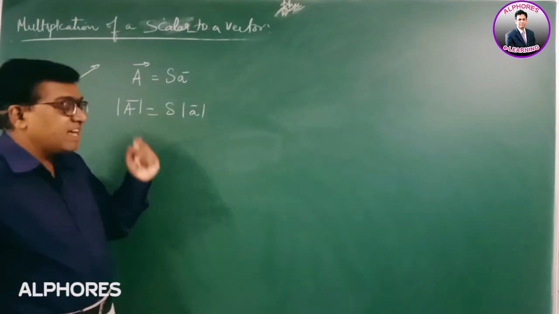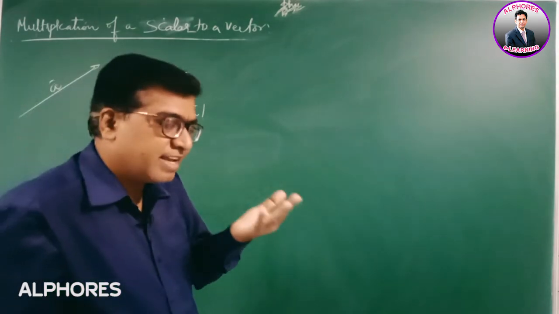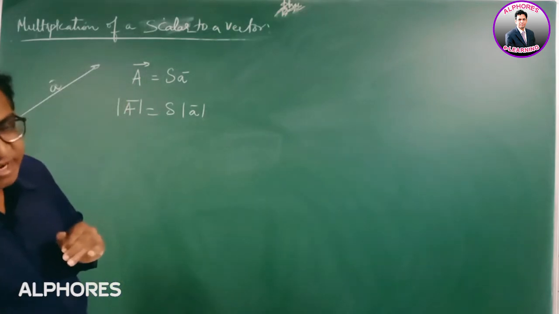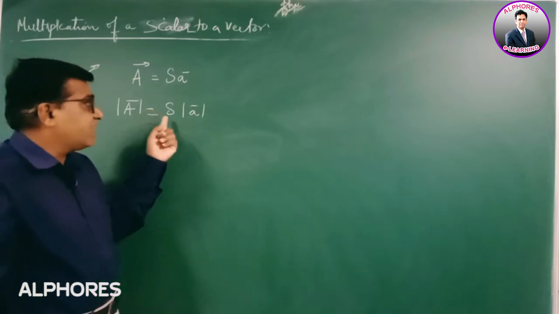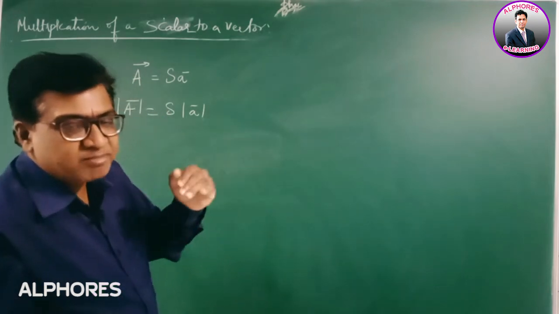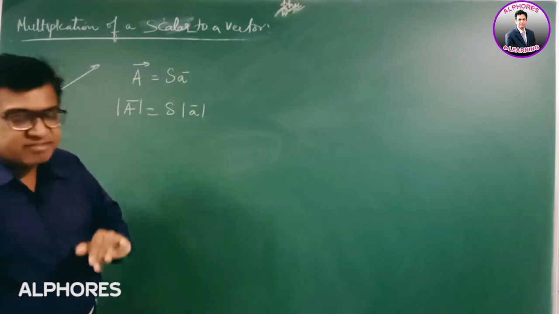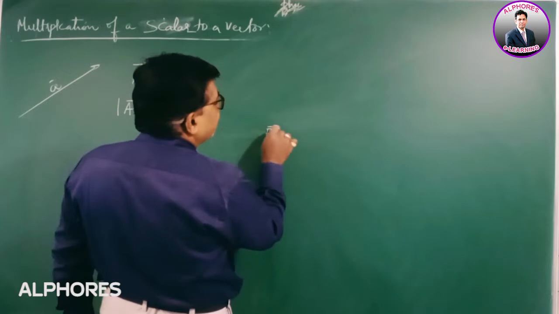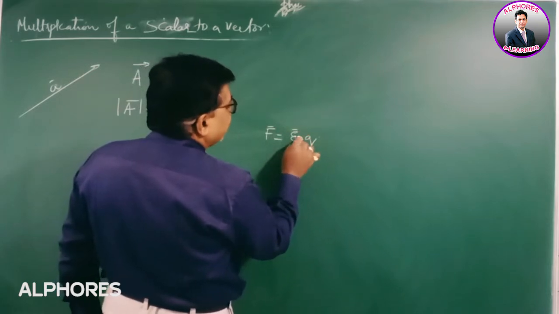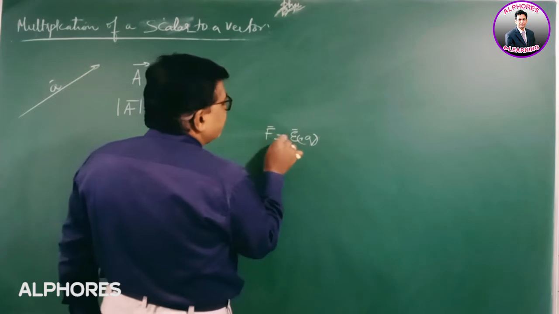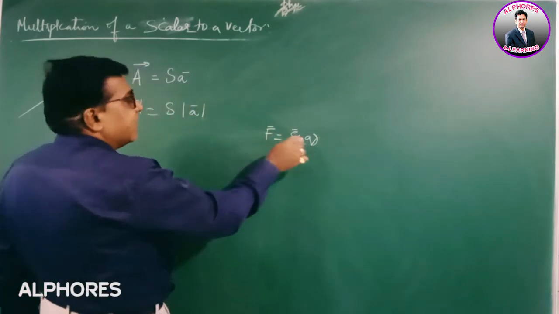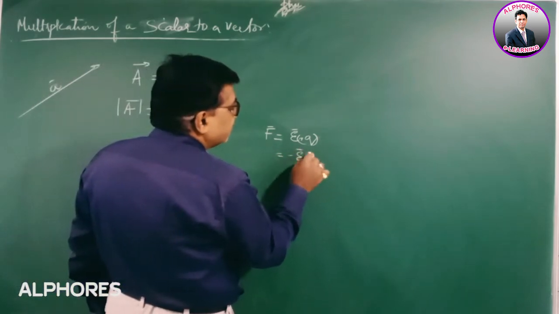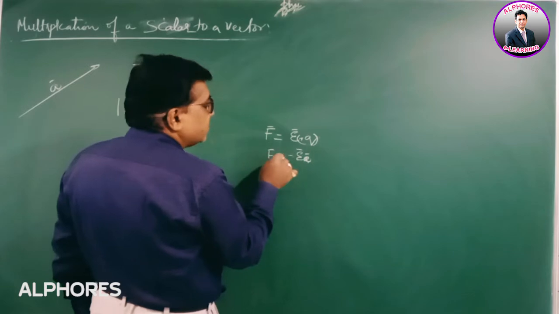Well, if this scalar is greater than 1, then the magnitude increases. If the scalar is less than 1, the magnitude decreases. The magnitude will be less, right? And if the scalar is positive, the direction remains the same. If the scalar is negative, the direction is reversed. Example, force acting on a charge. F is equal to electric field into charge. If it is a positive charge, the direction of the force and field is the same. But if it is a negative charge, an electron, it is minus EQ. For a negative charge, an electron, the force is reversed.